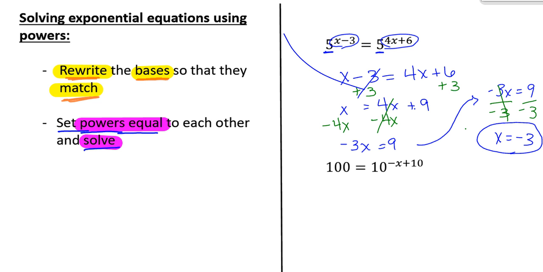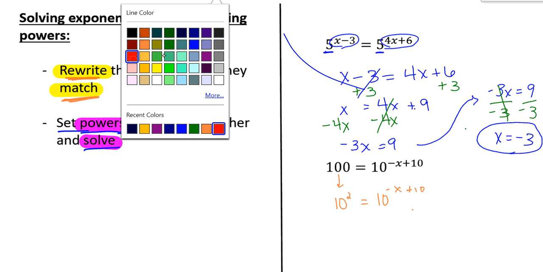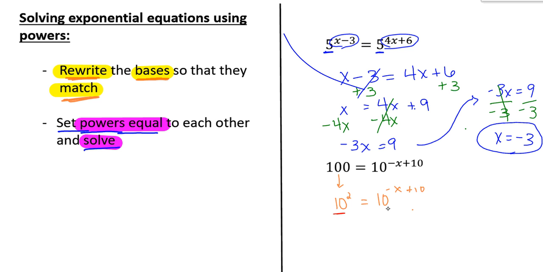Okay, here's this next one right here. I've got 100 and I've got 10. So this is the one I'm going to change. I'm going to say 10 to what power? That's 10 to the 2 equals 10 to the negative x plus 10. Now, just like the previous page, all we did is I made these guys match so that then I can take the powers and form their own equation. 2 equals negative x plus 10.